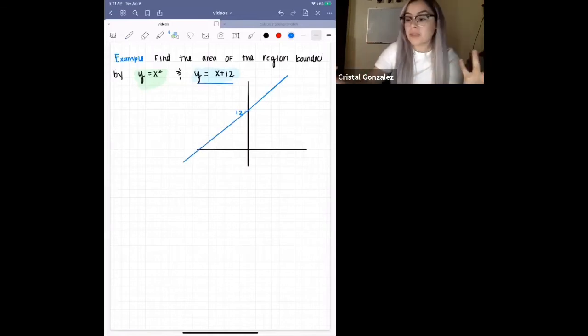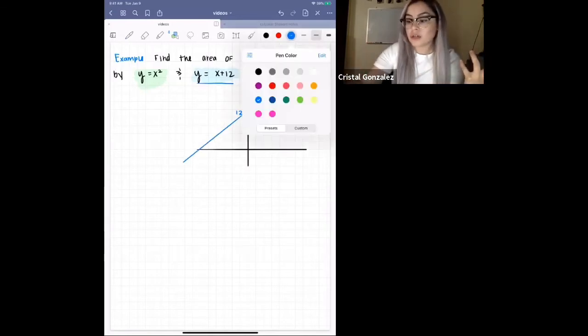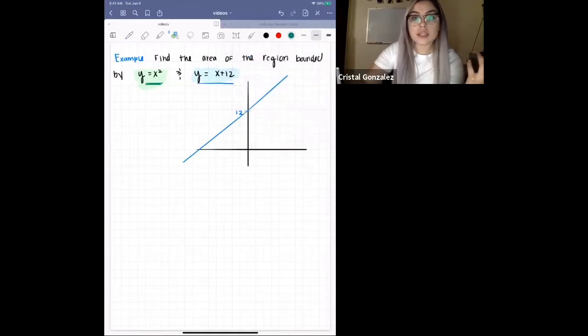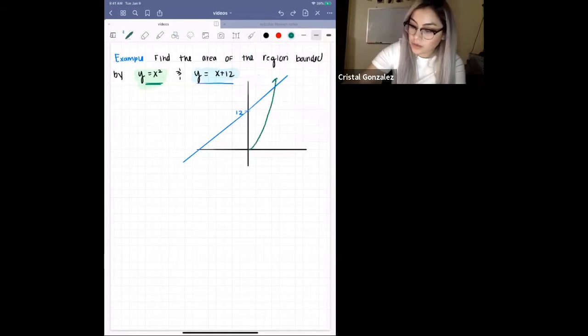It's a line. And our green function over here is simply a parabola, our basic parabola. So this function looks like this. Oh, that's not what I meant to do. And when we graph it, what they want to know is the area between these two curves. They want to know this yellow area right here that's in between.